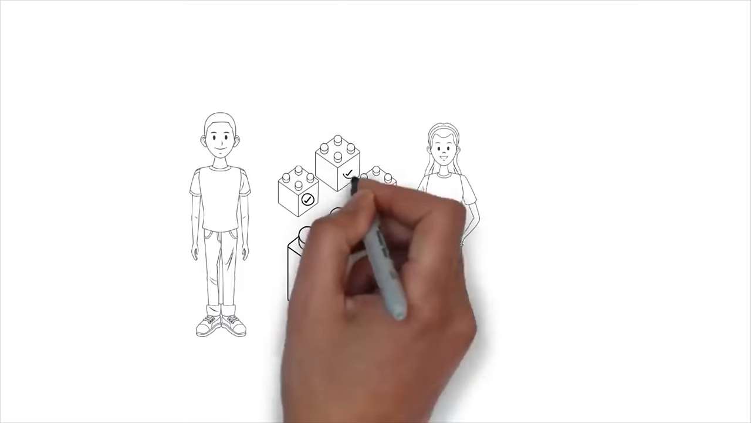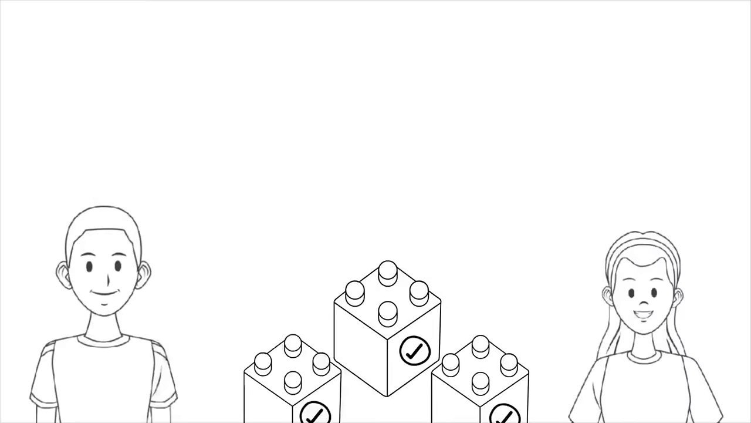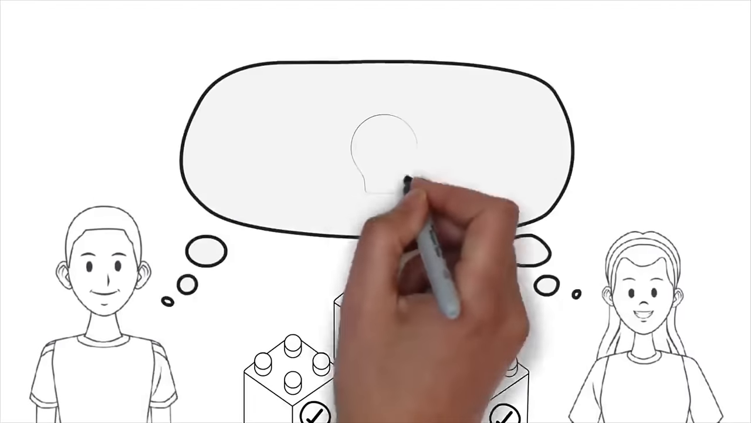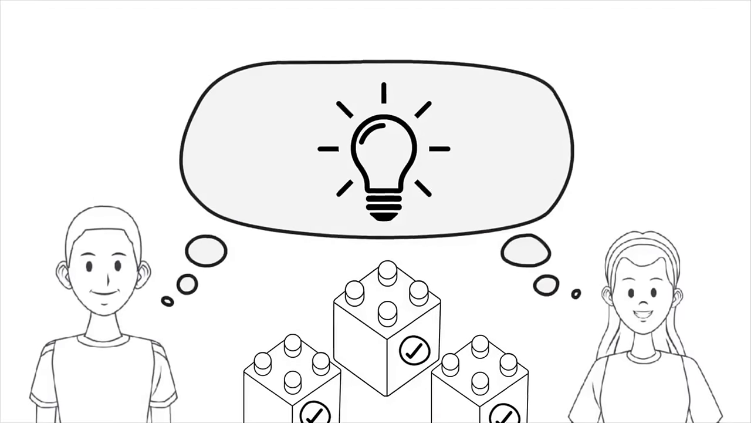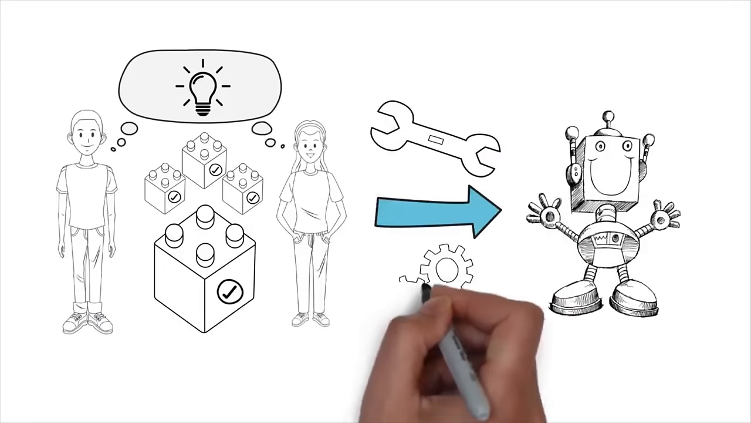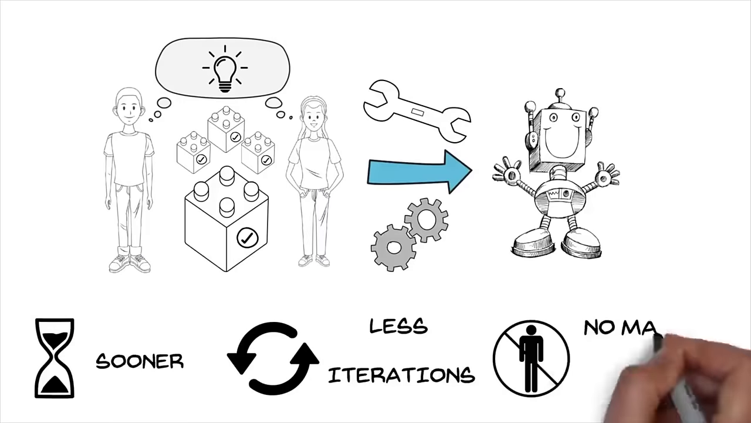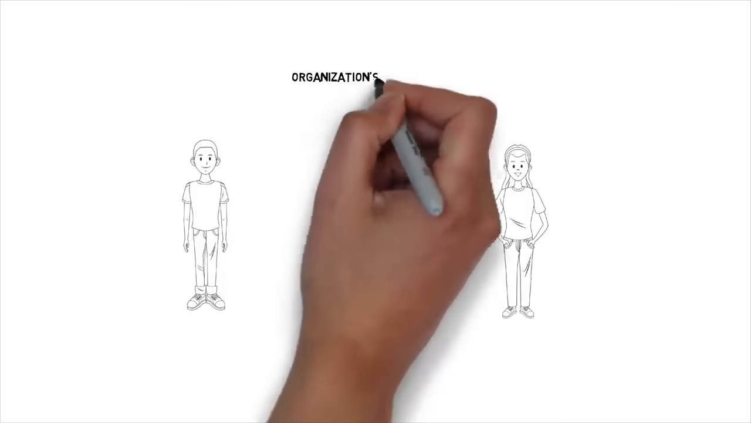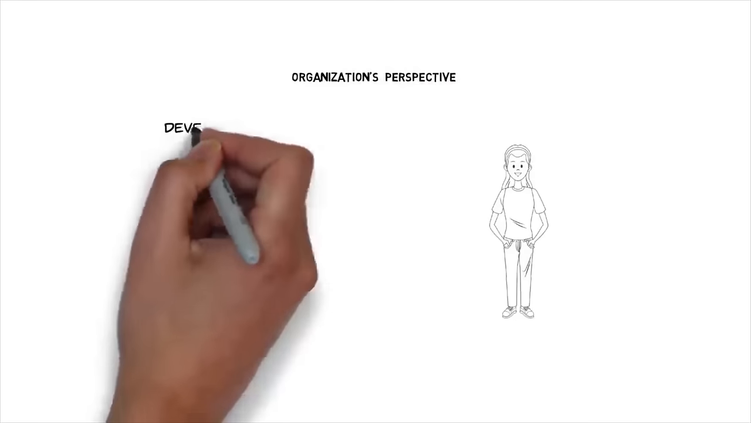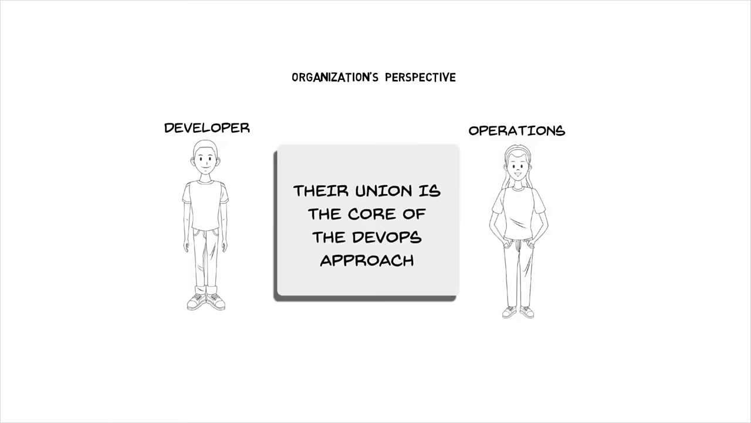As and when a feature is ready for use, they are put together to build the final product. They develop a common mindset and share ideas. To further speed up the process, they use several tools which can automate every stage. This means that the robot is now ready sooner, with less iterations and manual work. From an organization perspective, Tim would be the developer, while Mia, the operations. Their union is the core of the DevOps approach.